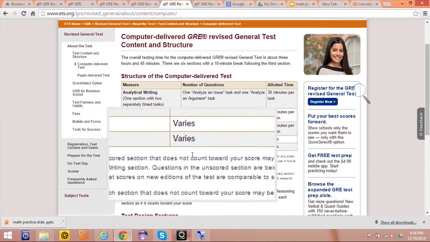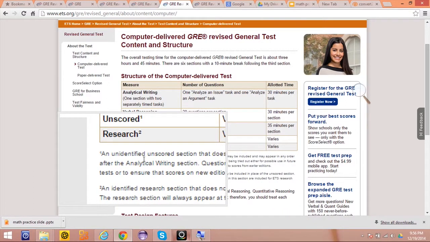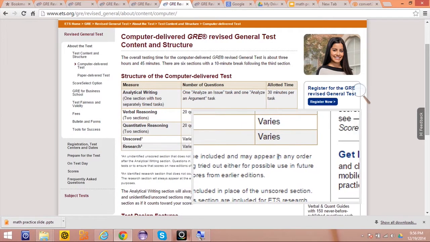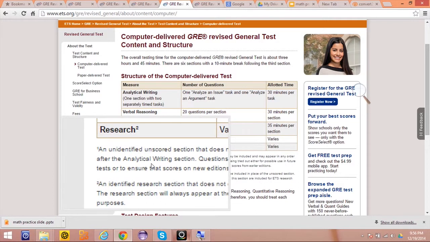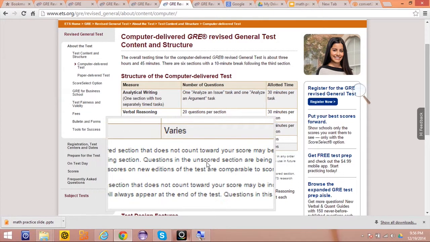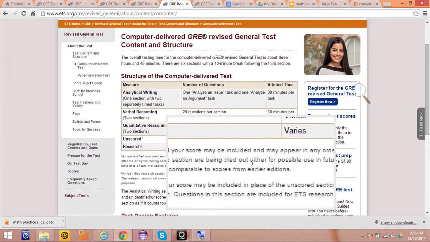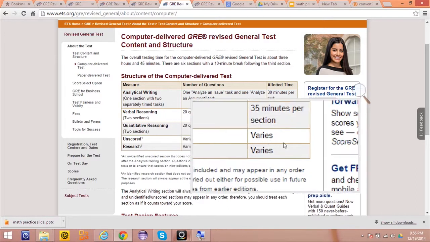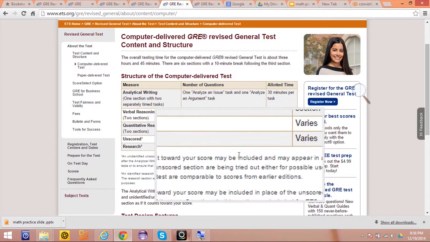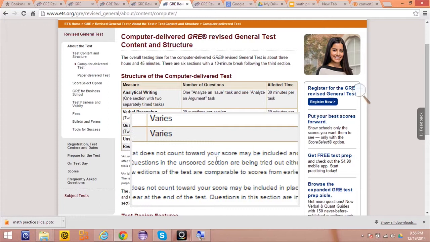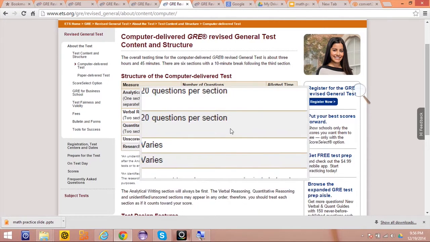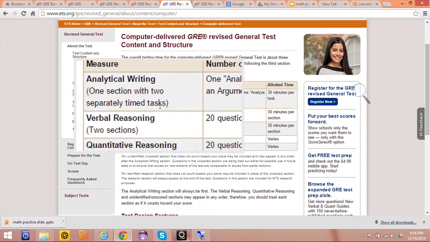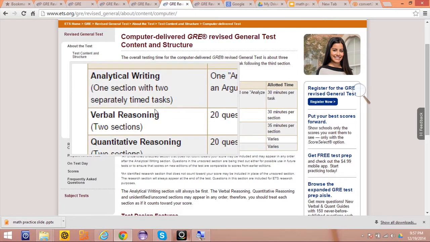But what about the unidentified unscored section? That doesn't count toward your score either, but may appear in any order after the analytical writing section. Questions in the unscored section are being tried out for possible use in the future. So with these unscored sections, they just want to try some questions to see how you react and if they are good. Okay, that's the way it is. That gives you exactly the components of the GRE test.